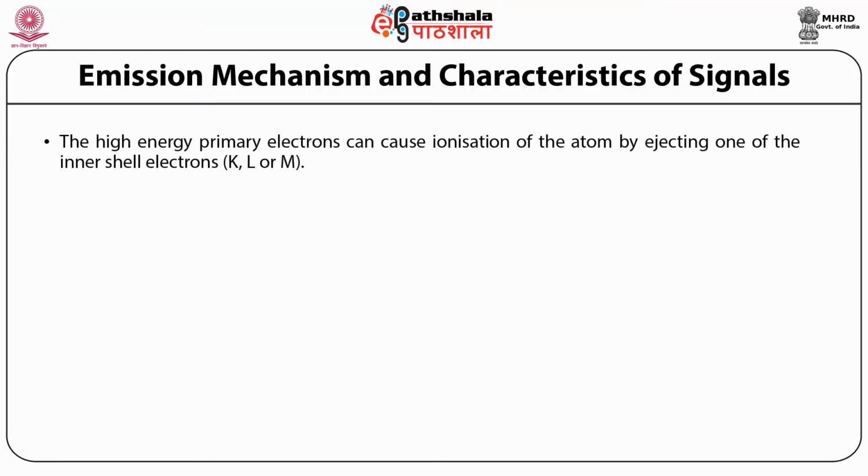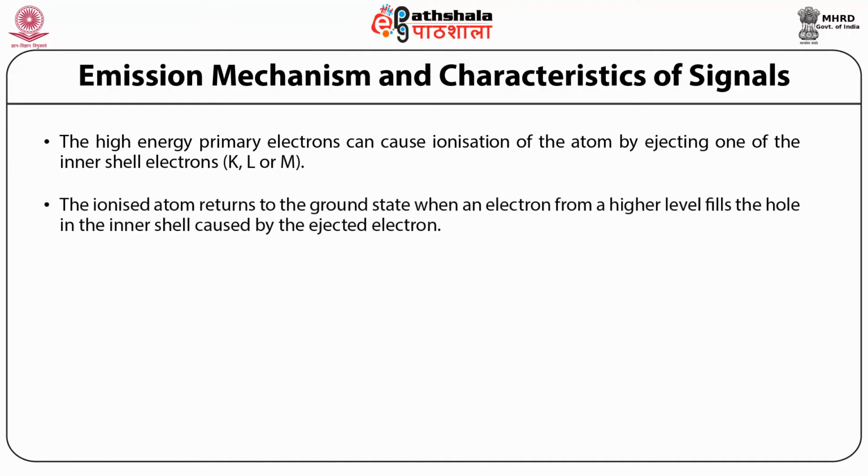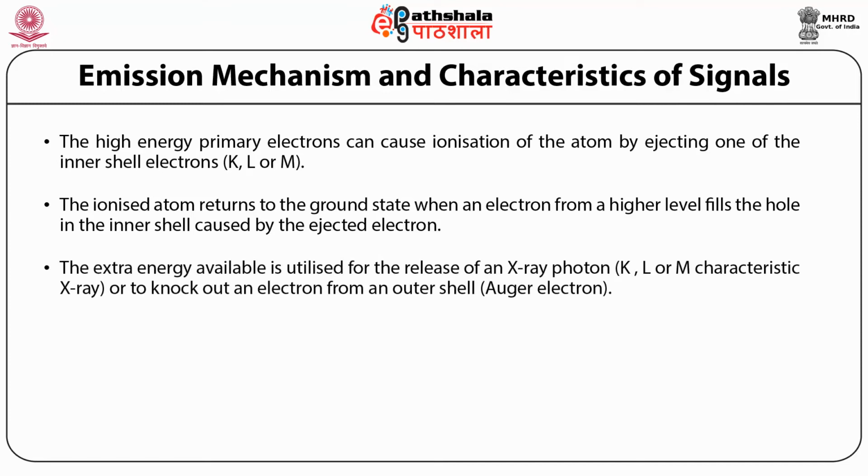The high energy primary electrons can cause ionization of the atom by ejecting one of the inner shell electrons, that is K, L or M. The ionized atom returns to the ground state when an electron from a higher level fills the hole in the inner shell caused by the ejected electron. The extra energy available is utilized for the release of an X-ray photon, that is KLM or characteristic X-ray, or to knock out an electron from an outer shell, that is Auger electron.